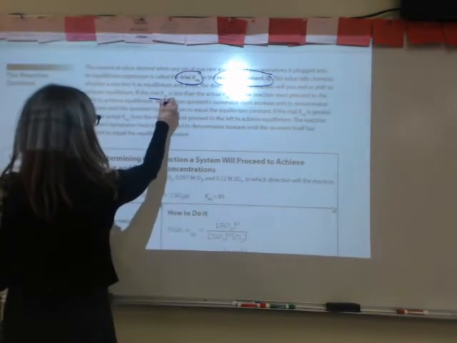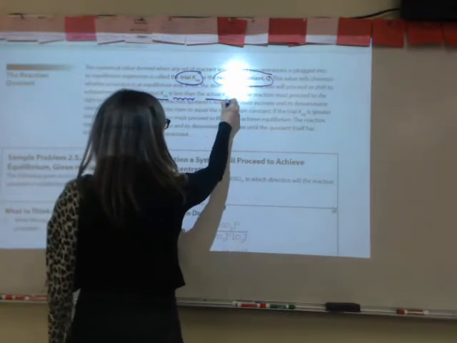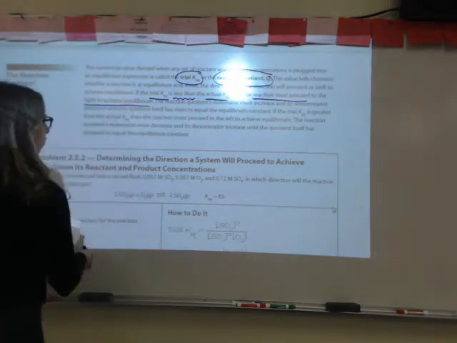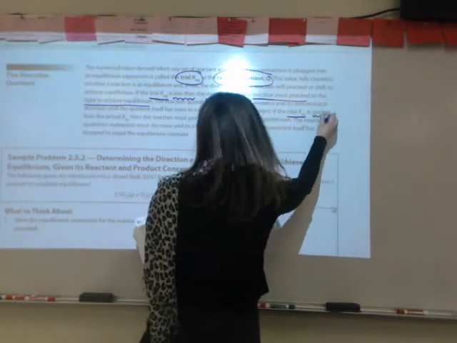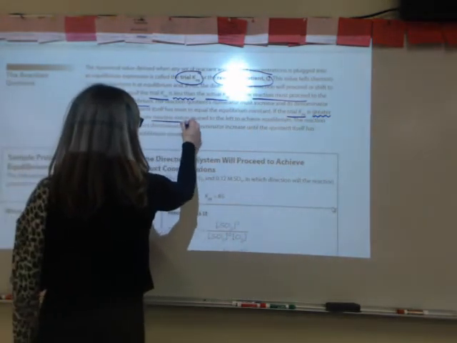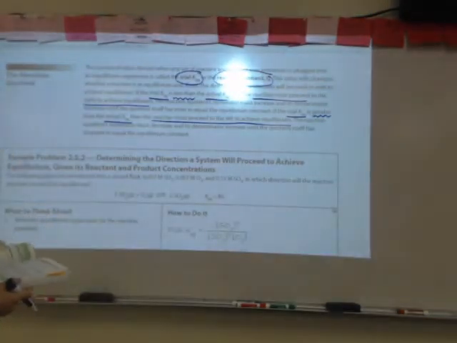So if your trial KEQ is less than the actual KEQ, then the reaction has to proceed to the right to achieve equilibrium. If the trial KEQ is greater than the actual KEQ, then the reaction must proceed to the left to achieve equilibrium. Okay?